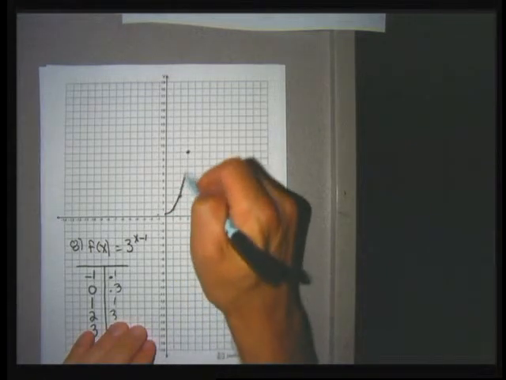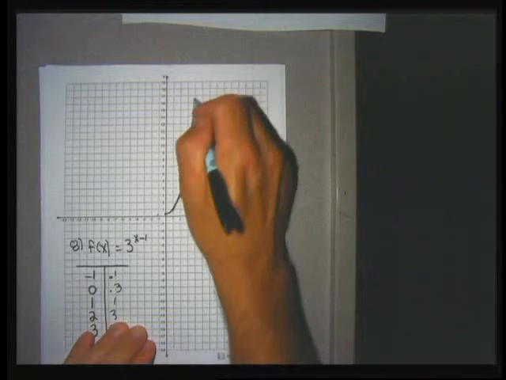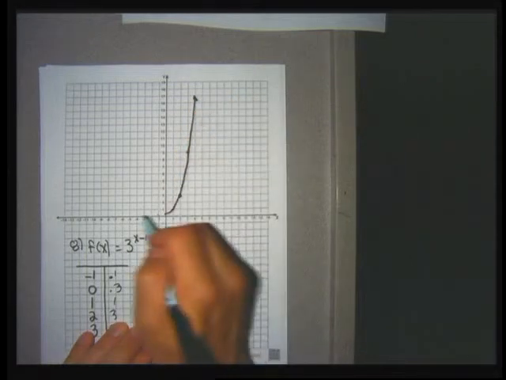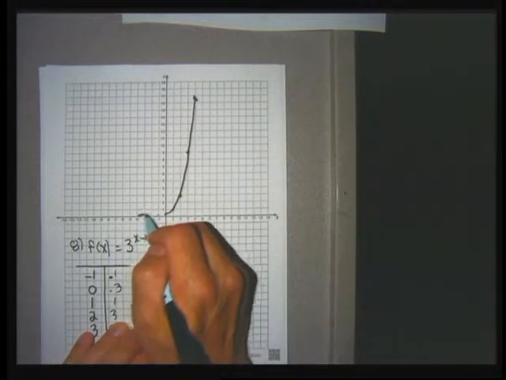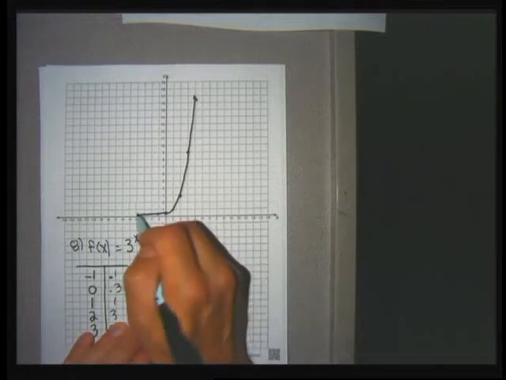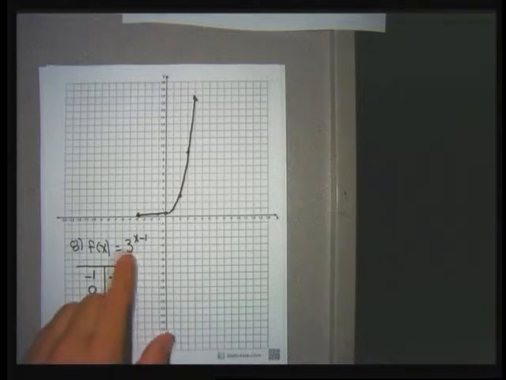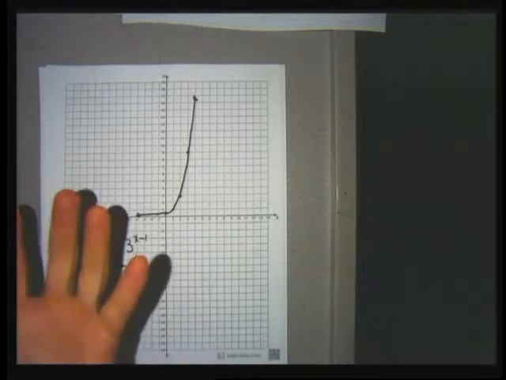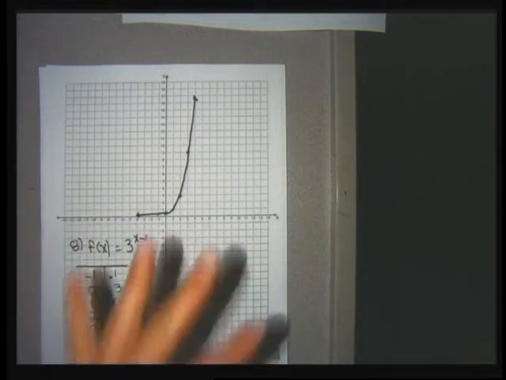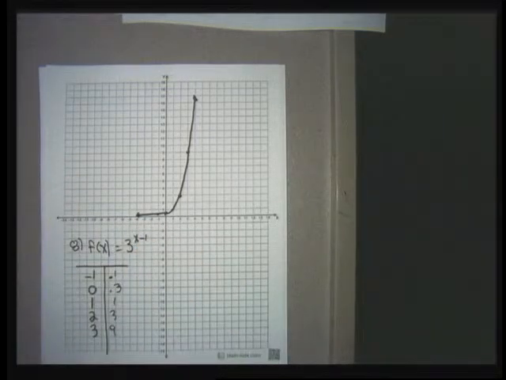So to finish up this graph, the right side generally goes high. The left side generally stays just above the x-axis. This can flip sometimes. If the base here is a fraction, it's going to flip the graph over, make the left side go high and the right side get flattened. But we'll get to that pretty soon, I imagine.